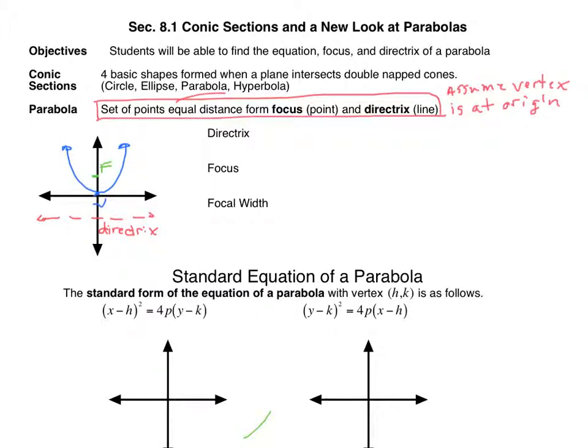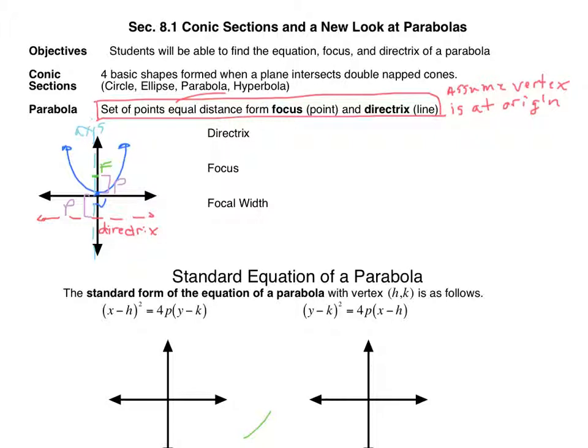And this distance is called P. Really hard for me to put this in here, but the distance from here to here is P, and the distance from here to here is P. So those are the 3 important things: your vertex, your focus, P, and your directrix. And then the last thing that you're going to be responsible for knowing is the axis of symmetry, which is always perpendicular to the directrix.